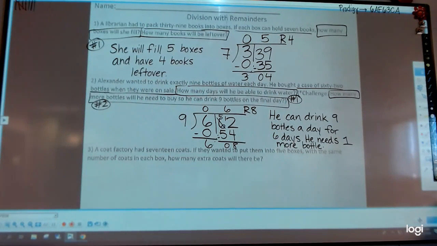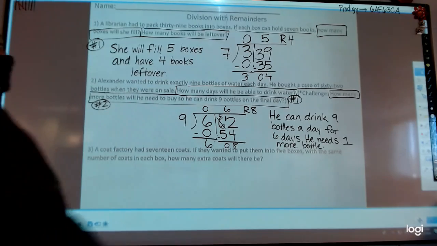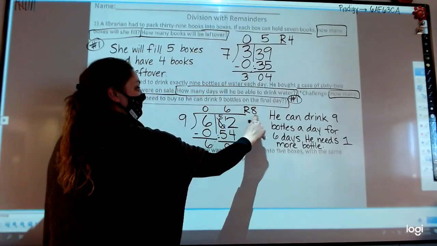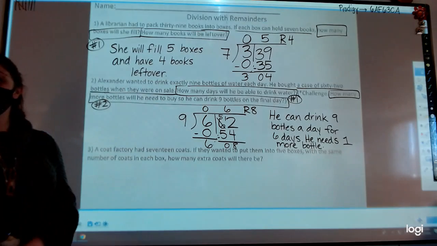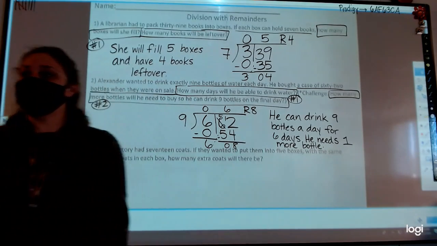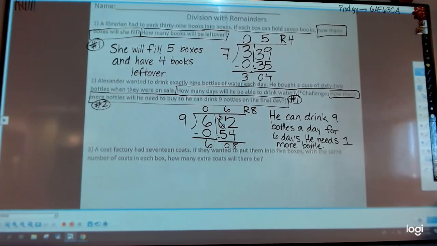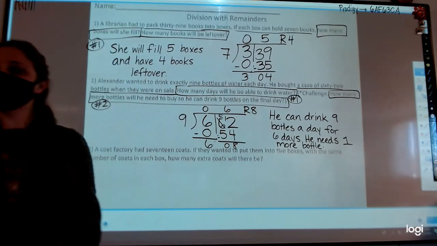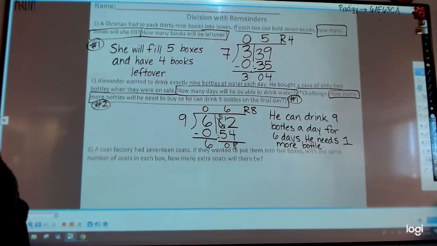So you do have to be careful. Sometimes people just find the remainder, and normally the remainder is the extra answer, but they needed you to really think about the remainder. Any questions on that one? Nice job. All right, number 3.